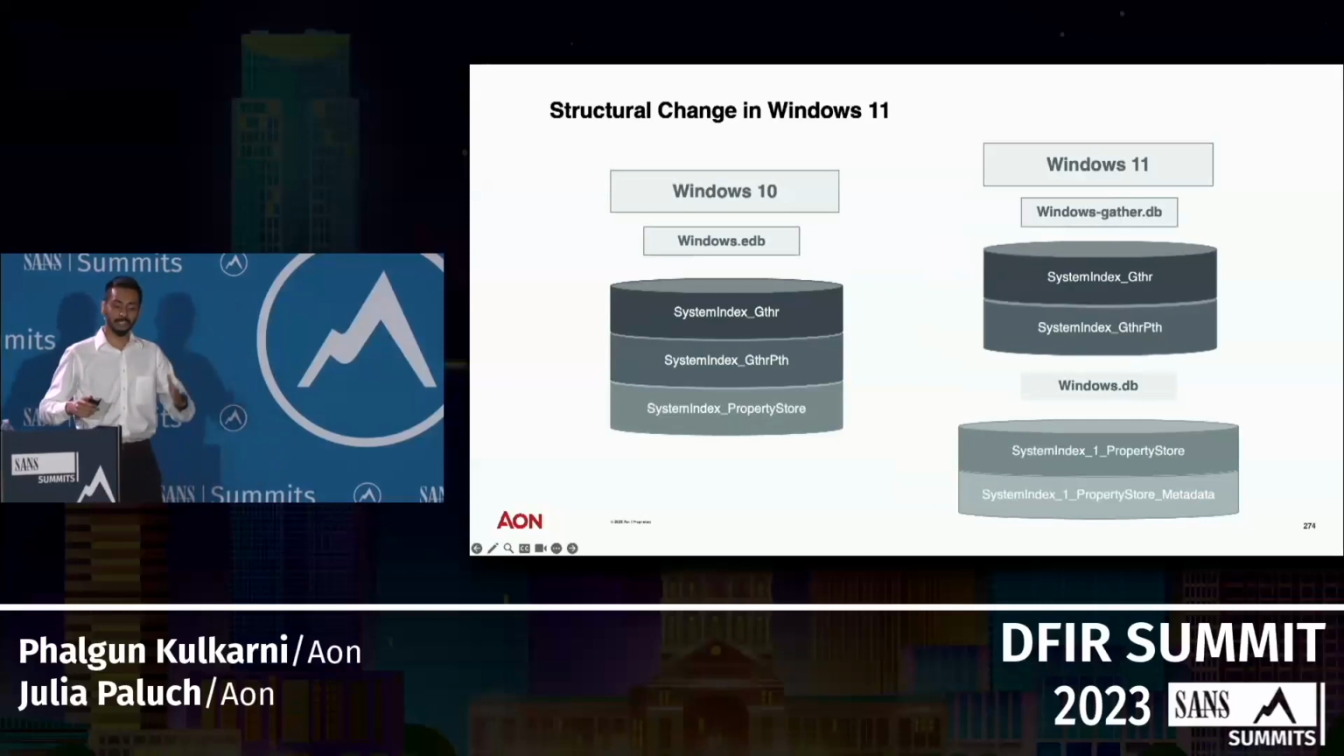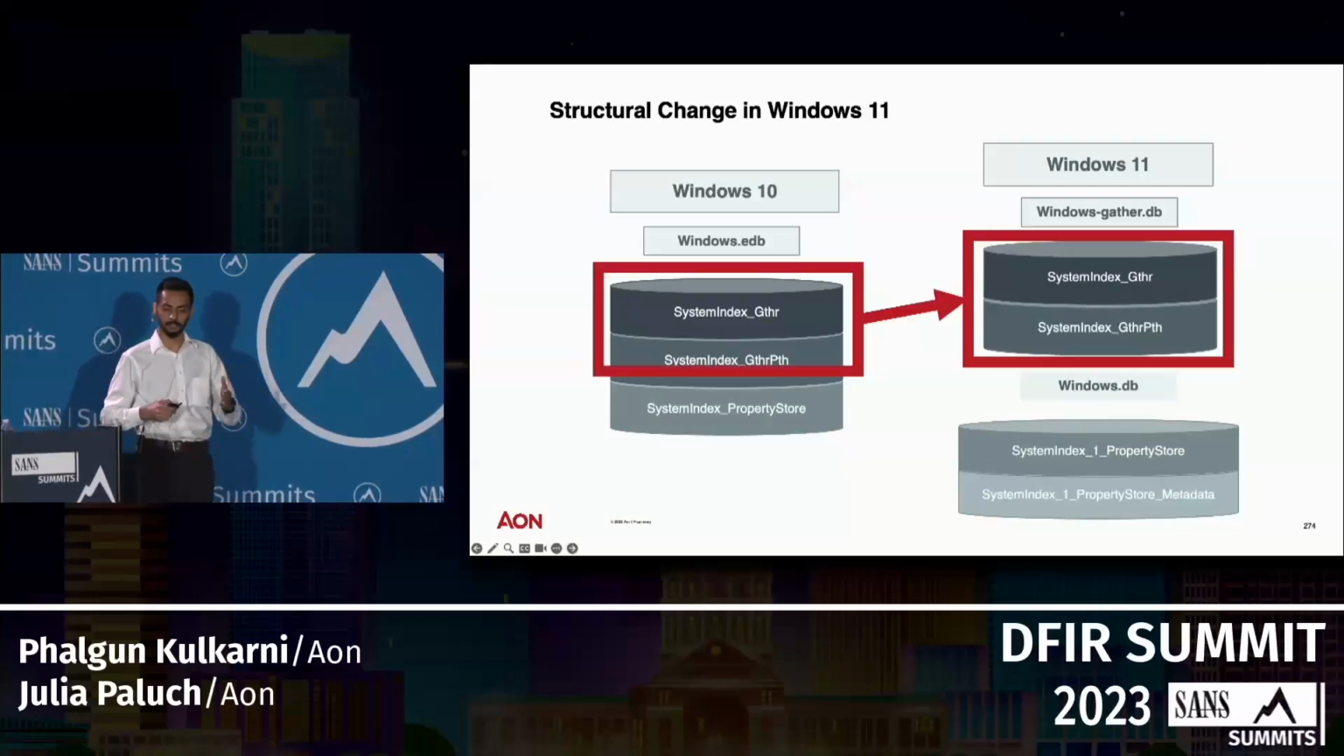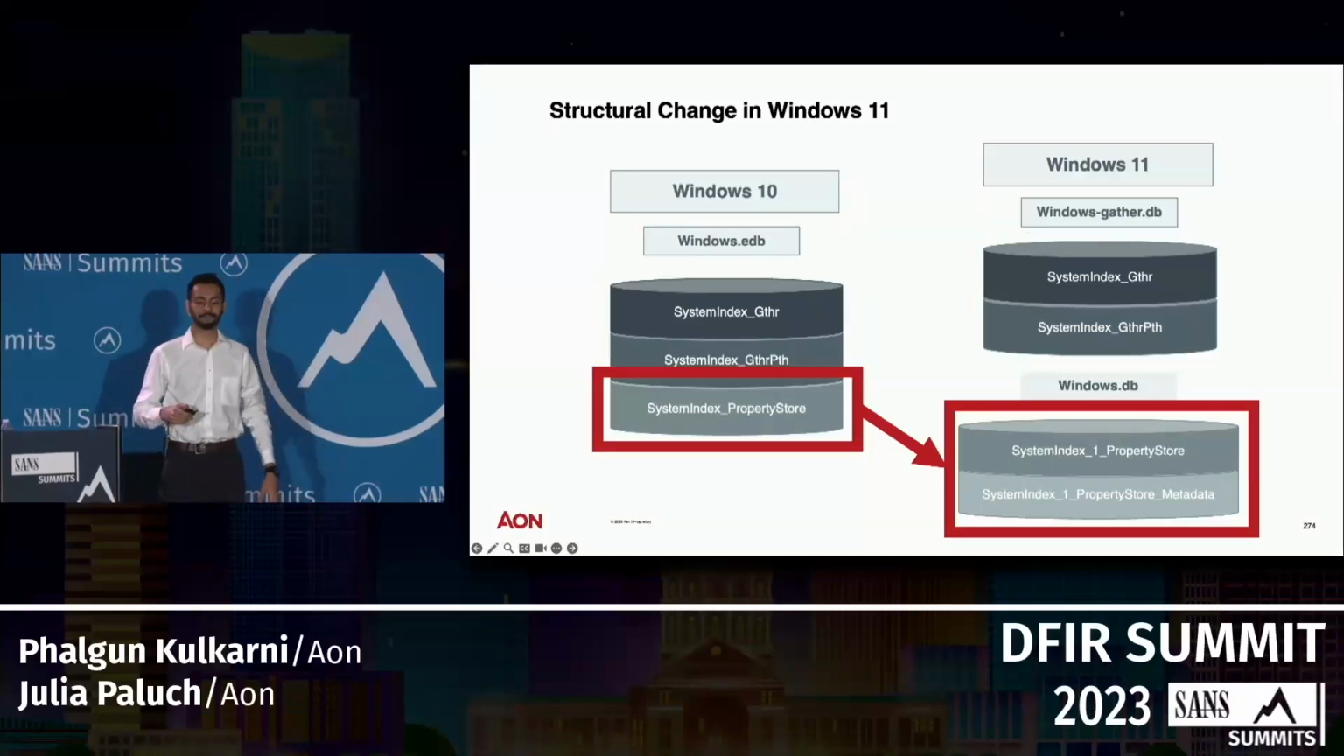So as you can see, in Windows 10 or in the windows.edb file, all the tables are in a single database. But in Windows 11, the gather and gather path tables are now stored in the Windows gather DB file. And importantly, the property store table is now split into two, namely property store and property store metadata tables. So let's quickly take a look at what the windows.db file looks like.